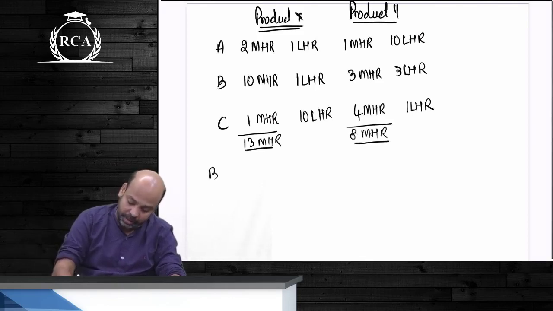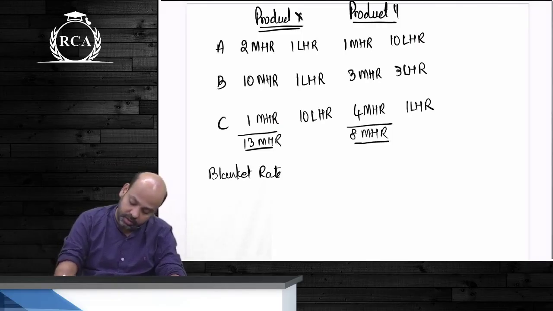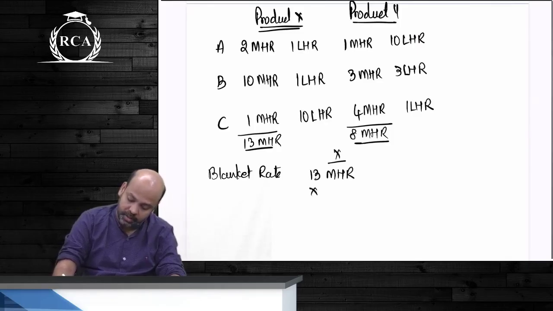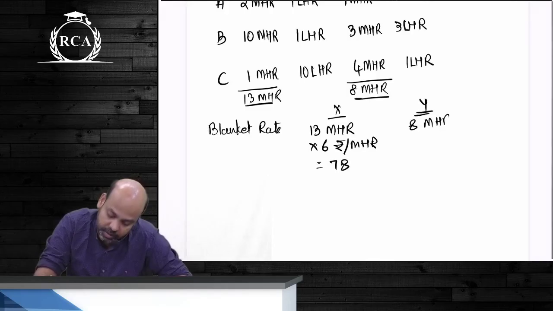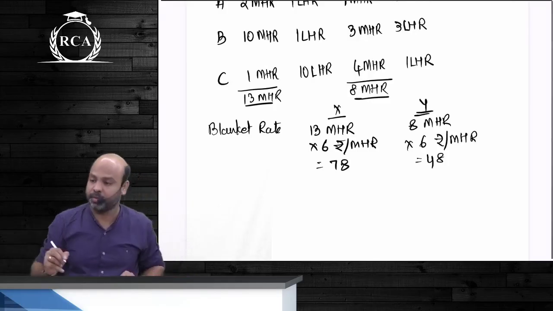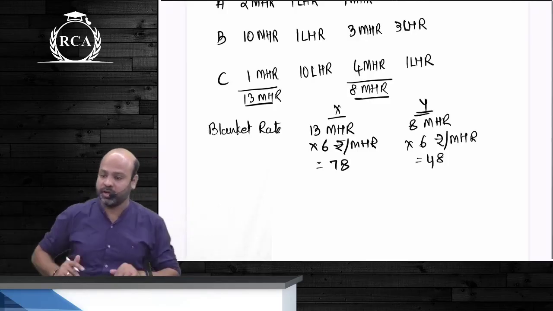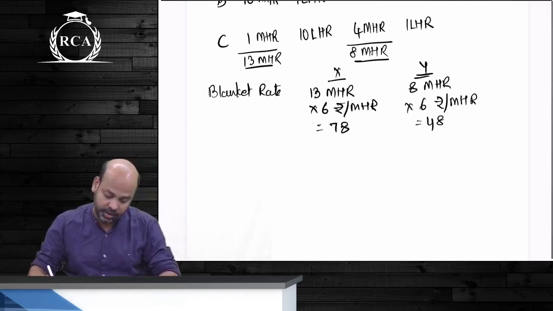If you follow blanket rate as such, guys, what will be the allocation to product X? You will write 13 machine hours multiplied by 6 rupees per machine hour. So 13 into 6 beta, the amount would be 78 rupees. For product Y, guys, it will be 8 machine hours multiplied by 6 rupees per machine hour. How much will that be, guys? 48 rupees. 13 into 6, it is 78 rupees for the first product and 48 rupees for the next product.